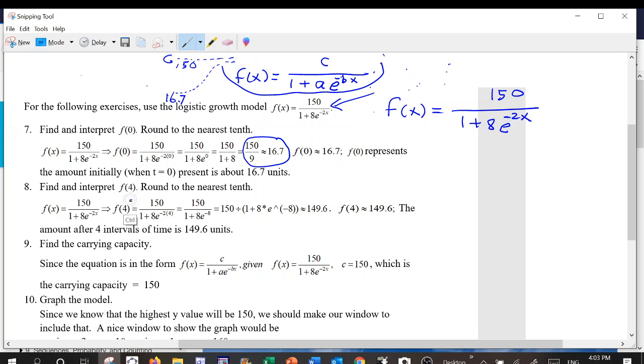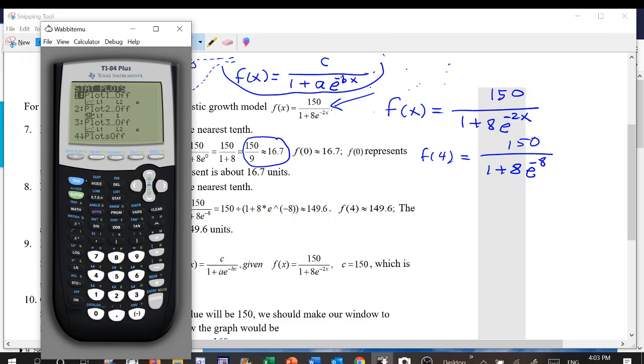Next, find and interpret f of 4. Right? So f of 4 means if you substitute 4 for x, so f of 4 is 150 over 1 plus 8 times e to negative 8, right? Now, we can really use the calculator and quickly find all of these values. So you go to y equals 2, and we can put 150 divided by, put parentheses for the denominator, 1 plus 8, and we need e to the power of negative 2x, and then close the parentheses twice, right? See, I opened it here once, twice, and then 1, 2. Okay, now I'm going to go to table set right here.